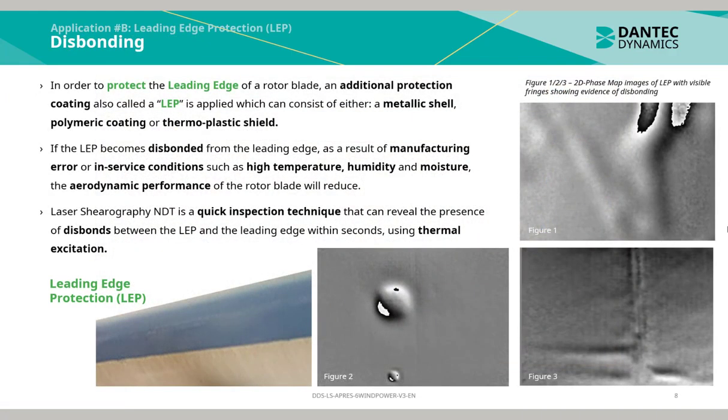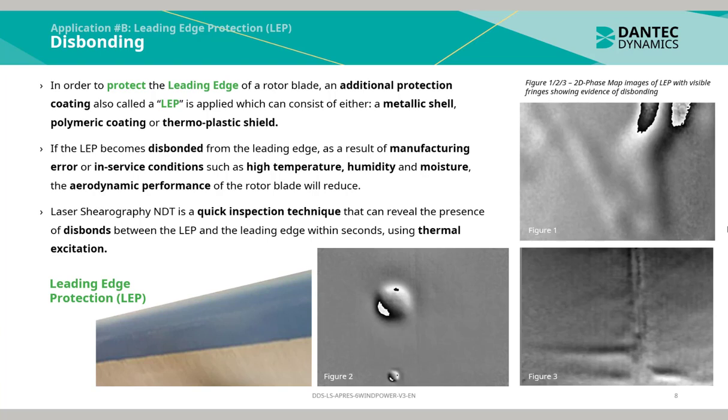Disbonding of the leading edge protection, or LEP. In order to protect the leading edge of a rotor blade, an additional protection coating, also called an LEP, is applied, which can consist of either a metallic shell, polymeric coating, or thermoplastic shield. If the LEP becomes disbonded from the leading edge as a result of manufacturing error or in-service conditions such as high temperature, humidity, and moisture, the aerodynamic performance of the rotor blade will reduce.